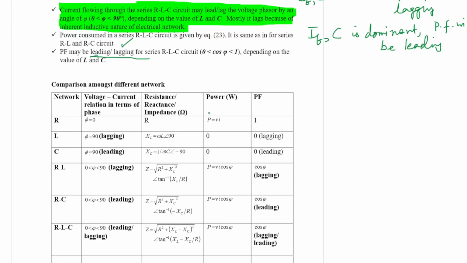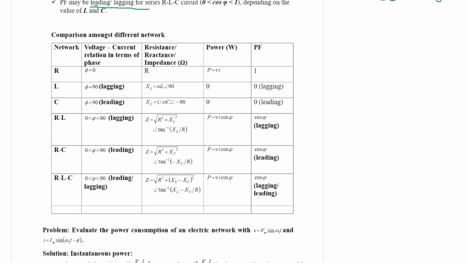Now, a quick recap. If we have only R, phi is 0, that means the phase displacement between voltage and current is 0. Power consumed is V into I, the RMS voltage and RMS current, and power factor is always 1 because power factor is cos phi, and cos 0 is 1.